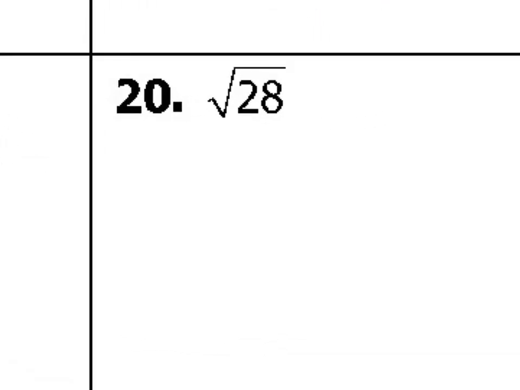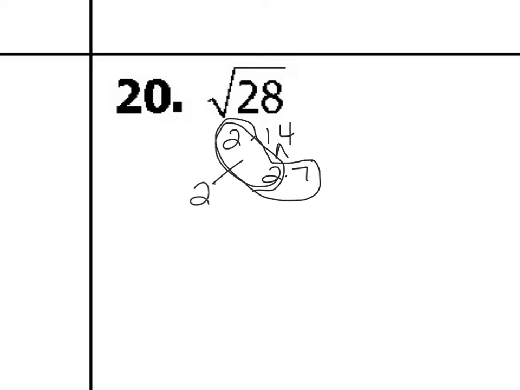All right, so 28, it's 2 times 14. 14 is 2 times 7. So those are all prime numbers, right? So I got a pair of 2s that come out as 1. 2 comes out, 7 stays home.